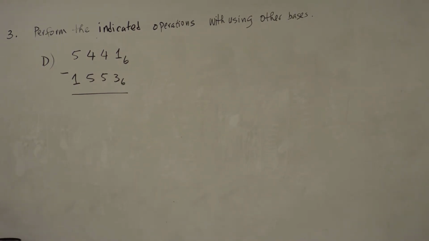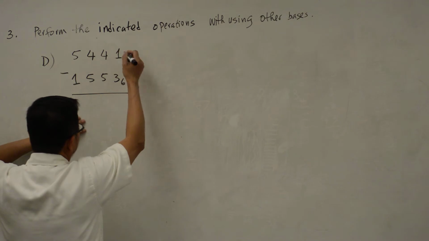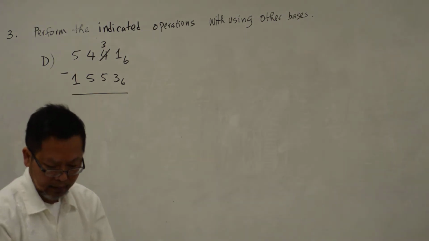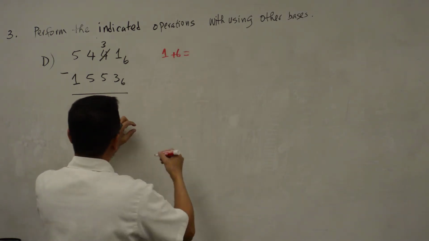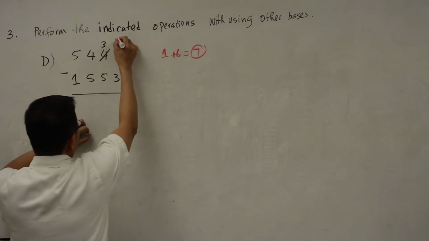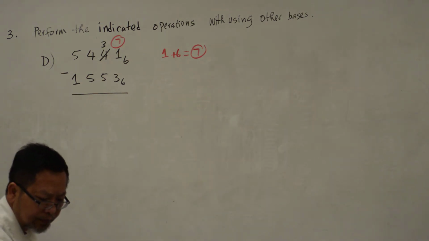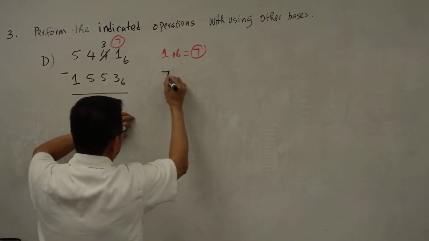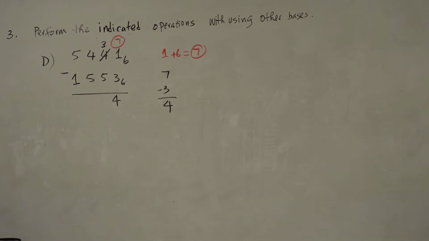So we know that 1 is smaller than 3. You have to borrow one group of 6 from the 4, which becomes 3 here. So then we write down 1 plus 6, because that's base 6, right? So that's 7. So I write 7 on top here. So 7 minus 3 gives you 4, we write down 4 here, okay?